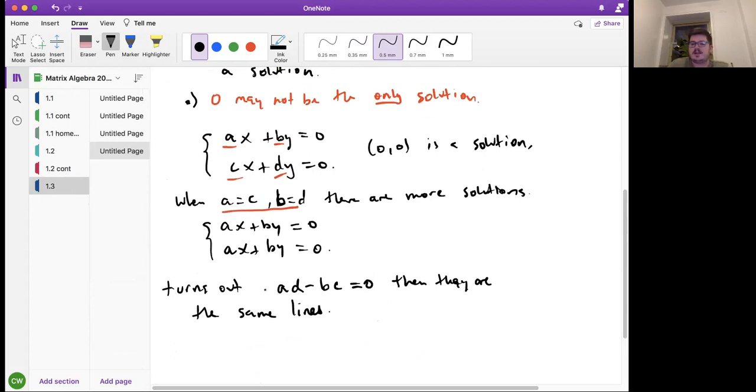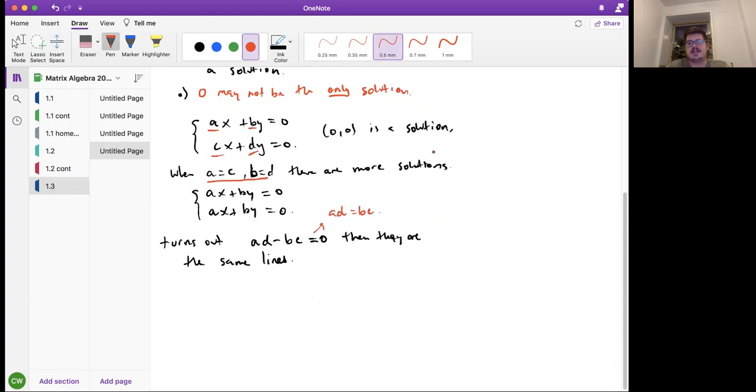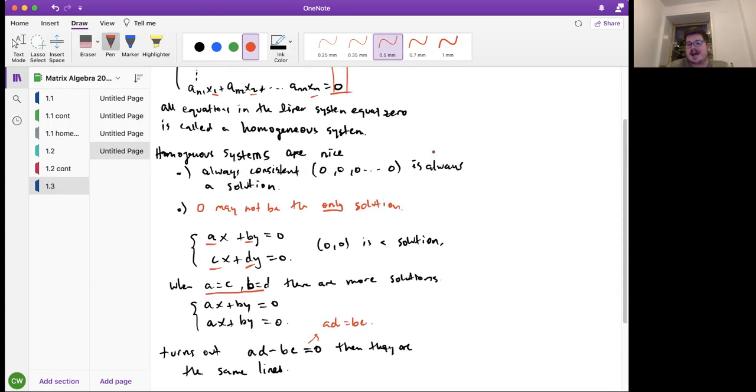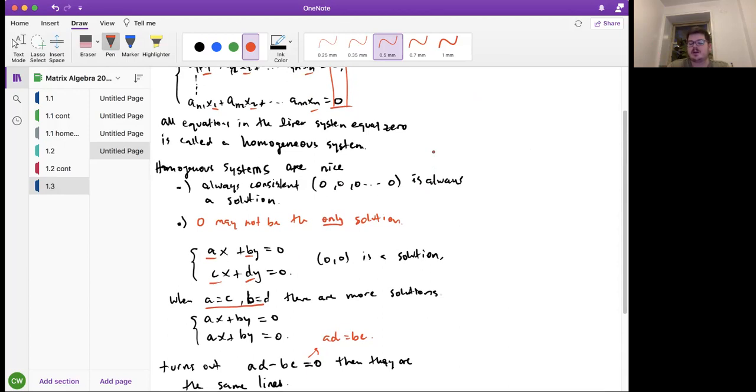It turns out that if you just have AD minus BC equal to 0, you could just say AD is equal to BC. The products are the same. So the product of the first times the second of the Y, if that product is the same, then they will be the same line. So homogeneous systems always have 0, 0 as a solution, but there could be more. It's nice when it's the only solution, but there are examples when it's more than just 0, 0.